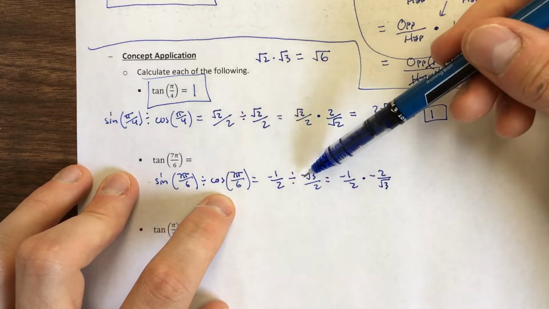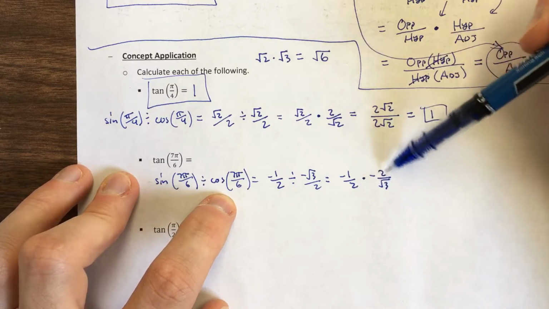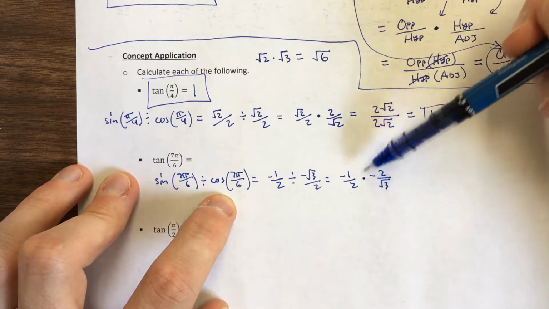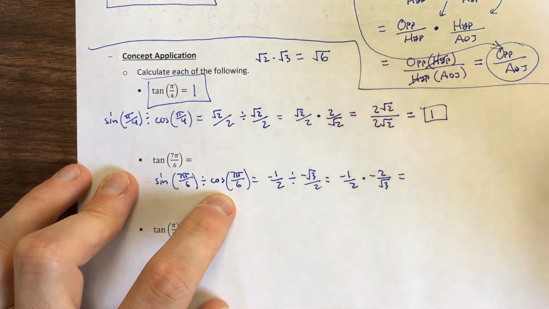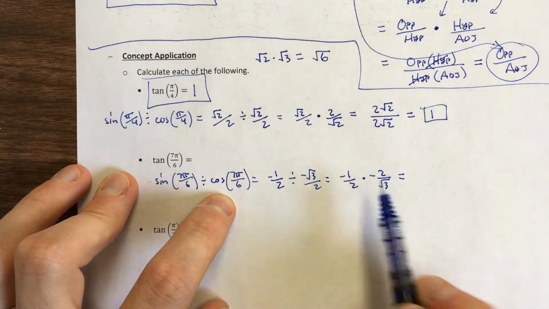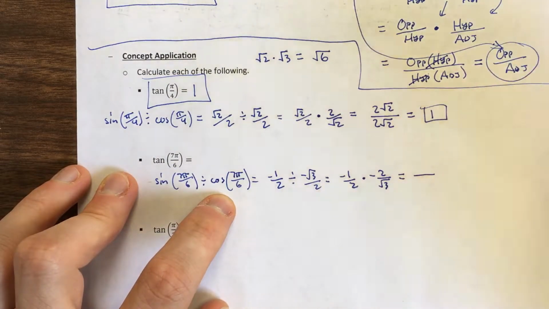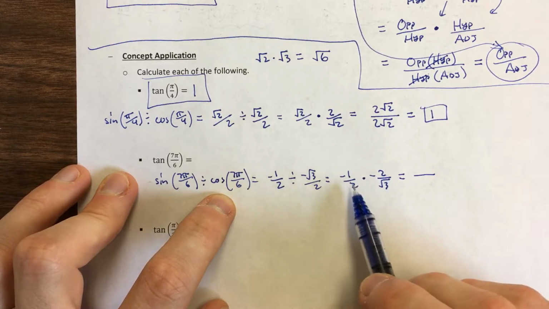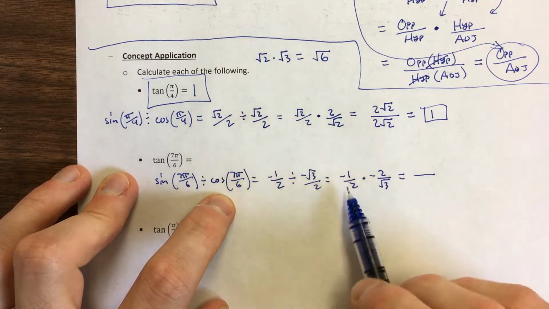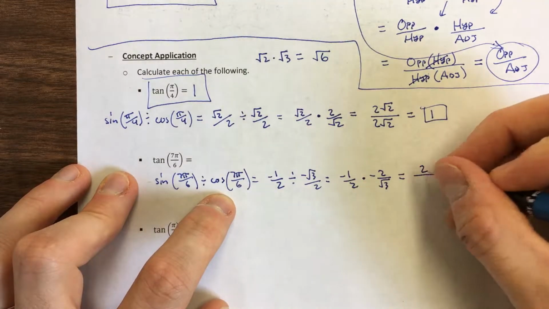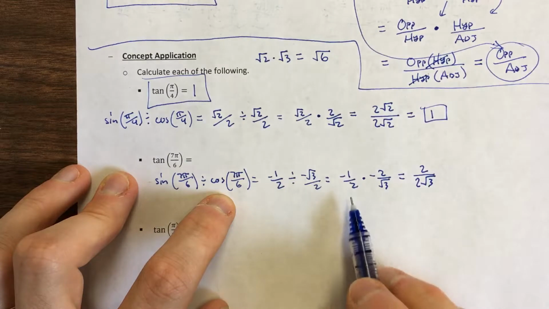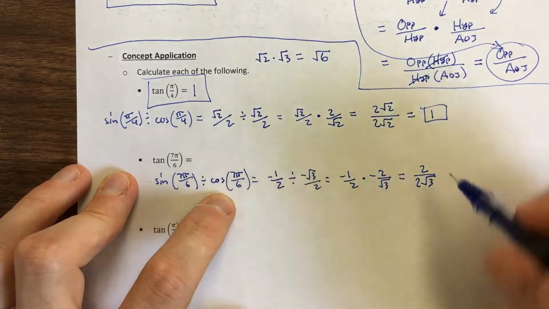Some students got caught up on the negative. It doesn't really matter where the negative goes here as long as we don't put it to the 2 and the square root of 3. So I'm just going to put it in front. And notice we have a negative times a negative. Ultimately, we're going to get a positive value. So I'm going to ignore the negatives because a negative times a negative is a positive. 1 times 2 is going to give us 2. 2 times square root of 3 is 2 square root of 3 because I'm multiplying the denominators.